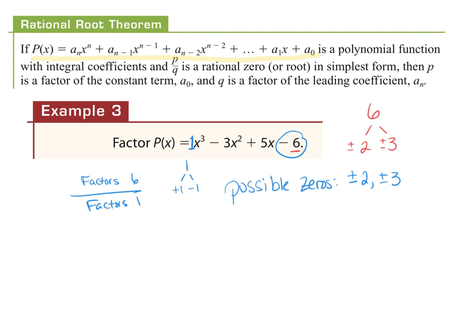All right? There's one more factor that is always going to be an option. It's going to be 1, right? 1 and the number. So 1 times 6 will also give me 6. All right, so I have to also consider a positive and negative 1 and a positive and negative 6. Those will always be factors that you're going to use.